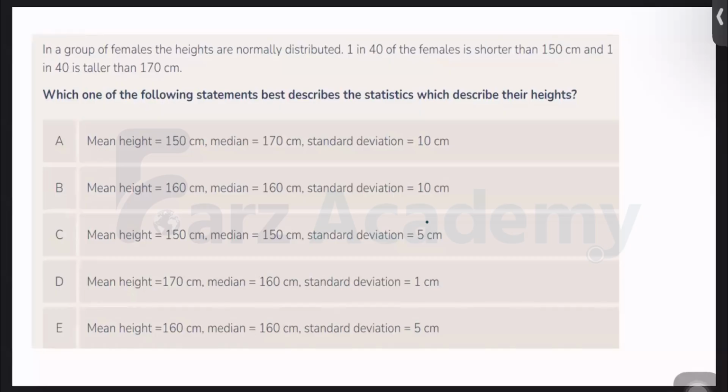Yes, the one who said option E, can you please tell how? Yes, madam. The 1 in 40, that is 2.5%, is above, and 2.5% below. That is 95%. All are in the 95% confidence limit. So there is two standard deviations above and two standard deviations below. So the mean will be 160. Median will be the same because it is normally distributed. From the mean to the extreme, that is 171 and 160, that is 10. It is two standard deviations. So one standard deviation will be 5.